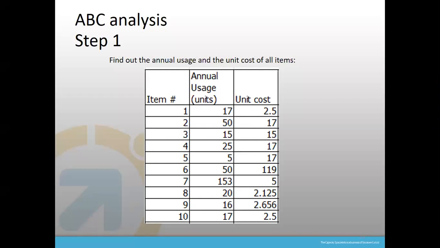And then for item 8, I use 20 per year. Maybe I buy them in packs of 100. They cost only just over $2 per year. And item number 9 also costs just over $2 per year. Item number 10, I use 17 again, and they cost $2.50. So this is all the items I use in my warehouse. Let me see what we do with this.